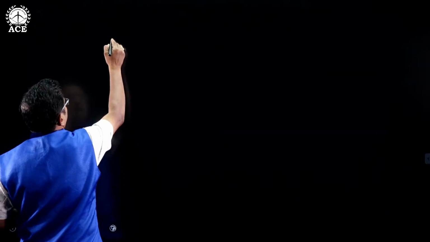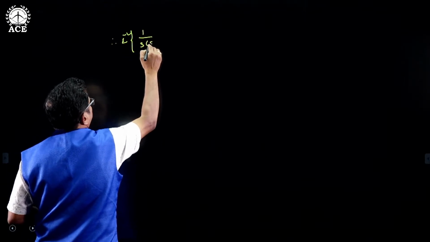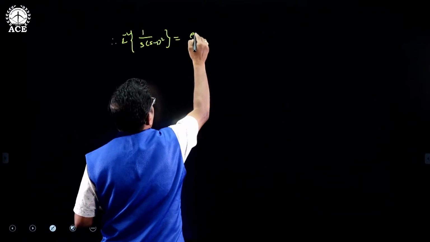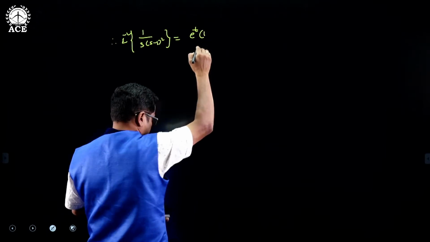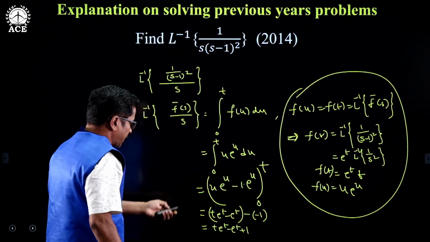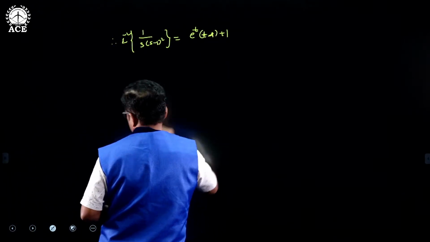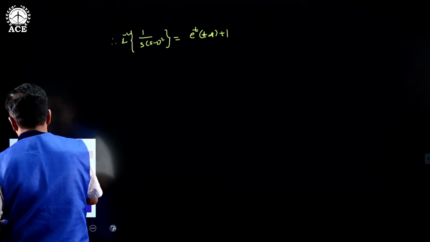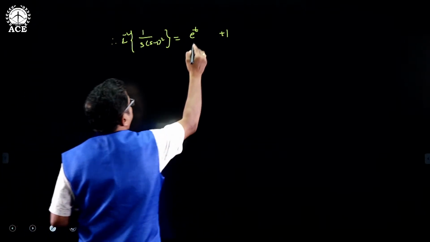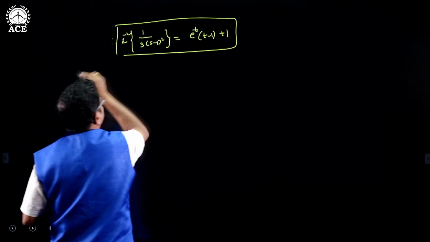Therefore, L inverse of 1 by s into s minus 1 whole square is equal to, if I bring e power t common, e power t into t minus 1, plus 1. That is, t minus 1 plus 1.